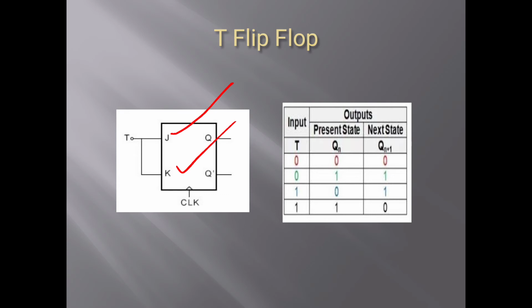As we saw earlier in the D flip-flop, we give the input as inverted to the J and K inputs, while in the T flip-flop we give the input directly to J and K. So when the value of T equals 0, it means J equals 0 and K also equals 0. And when J and K equal 0, it will give the Q0 state, that is, no change will occur. The value of the previous output is the same as the value of the next output.